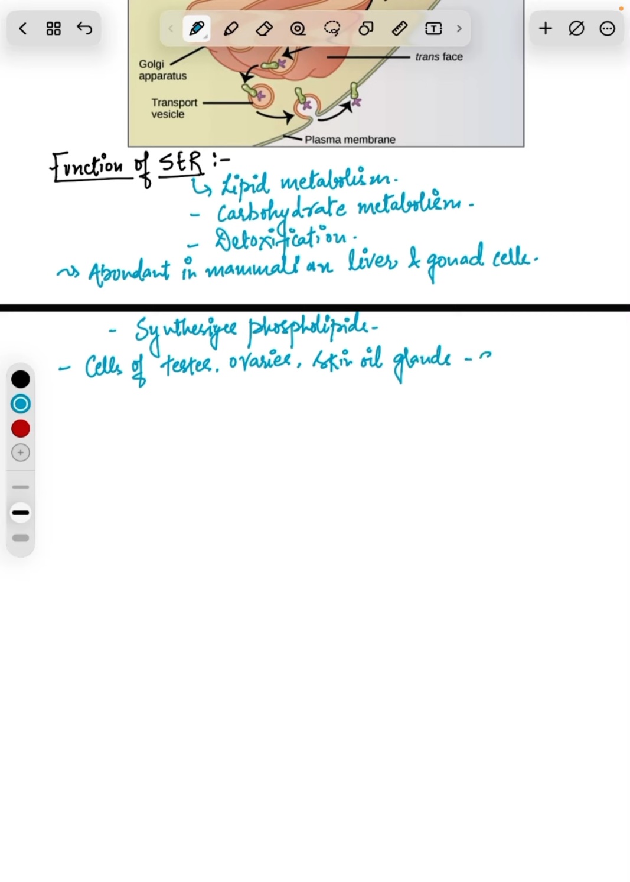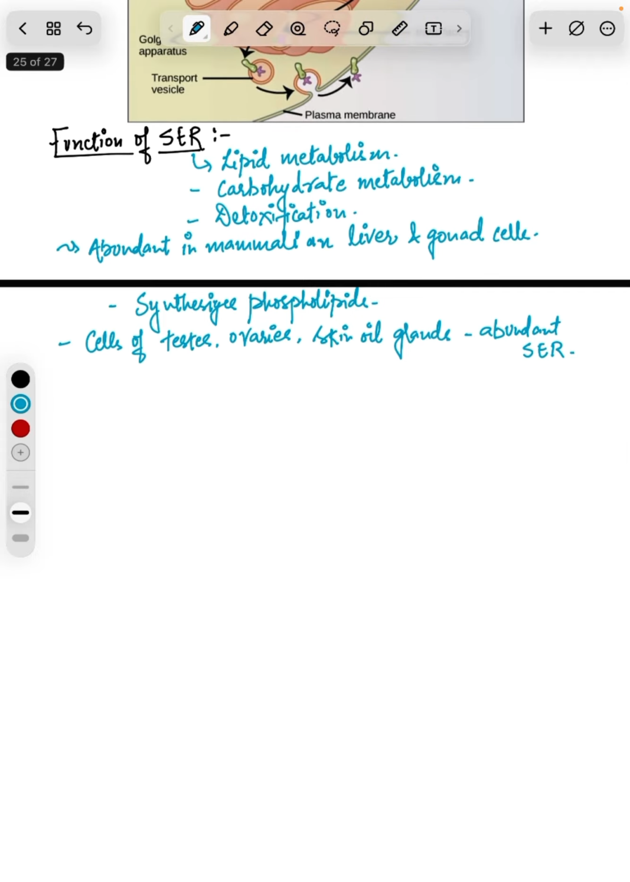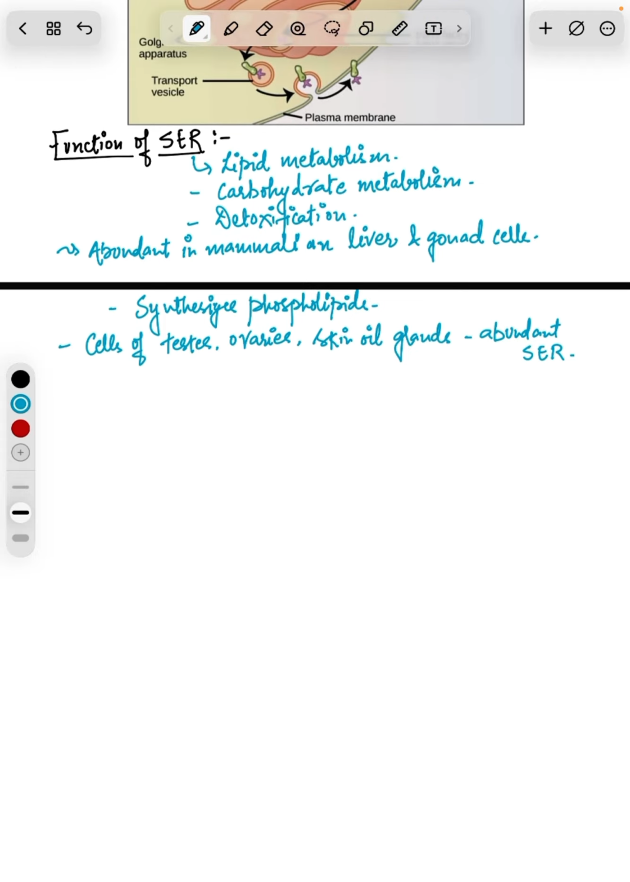Next is detoxification. So the SER brings about detoxification in the liver, that is, it converts harmful materials like drugs and poisons into harmless ones for excretion from cells. Means if products like drugs or poisons are ingested, then they are excreted out of the cell by going through reactions where SER plays its function.